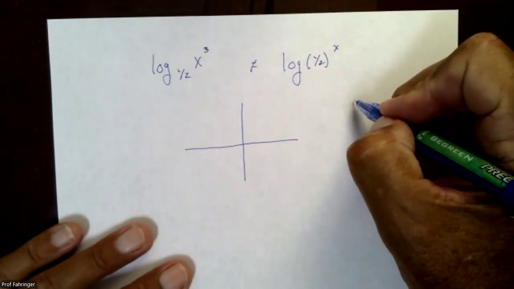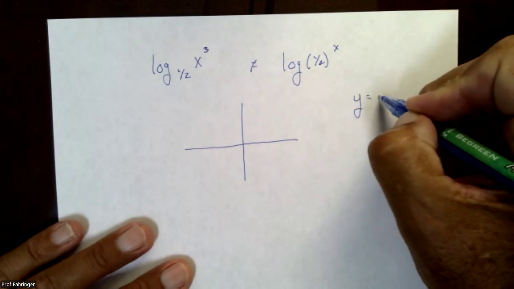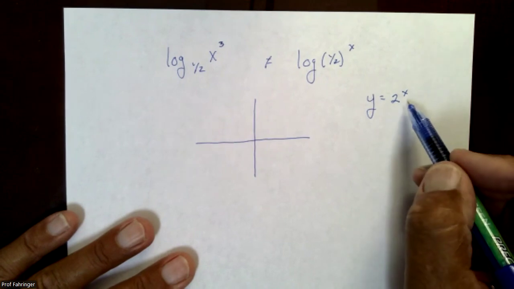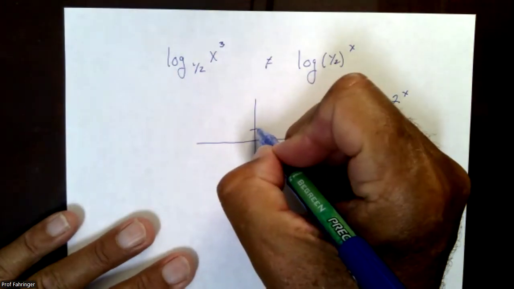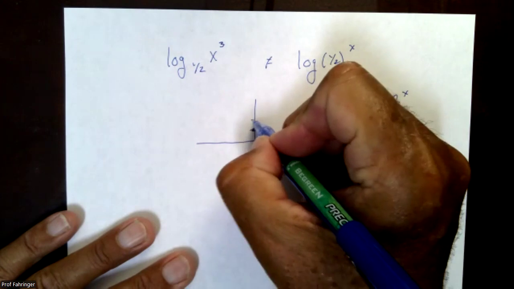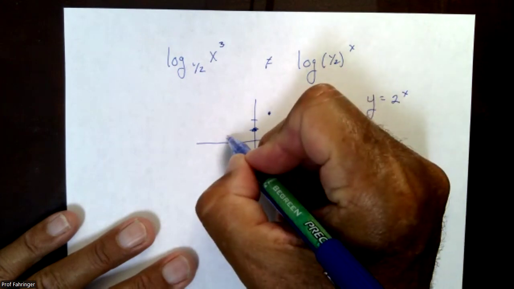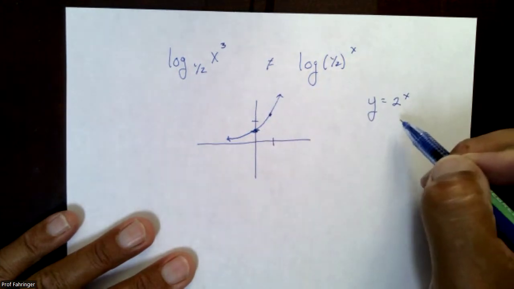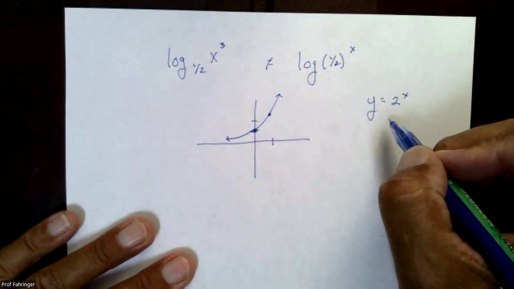So we just talked about how none of these are the same. Back when we started exponentials, we took a look at something like y equals 2 to the x. If I plug in 0, 2 to the 0 is 1. If I plug in 1, I'm up at 2. So I had a graph that looks like this for this exponent.